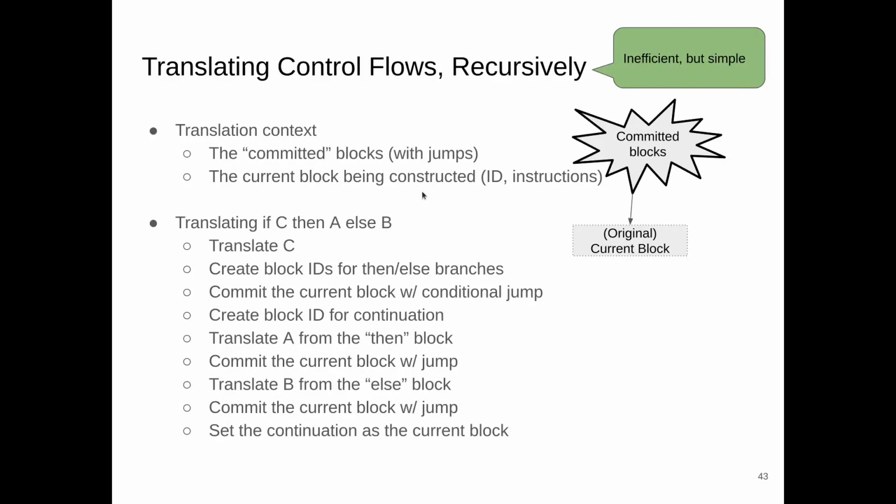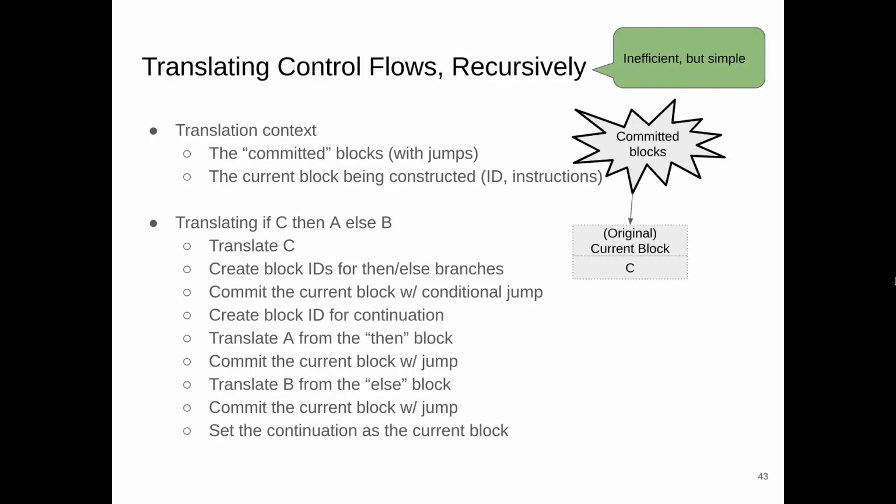The first thing to do is translate the C here, because it is the first thing to execute in this conditional statement. You translate C from the original block, but you have to be aware that C may also consist of some control flows. So maybe the block can be changed, but anyway, you translate C from the current block. And at the end of the translation of this C, you're going to get the value that represents the translation result of this expression C.